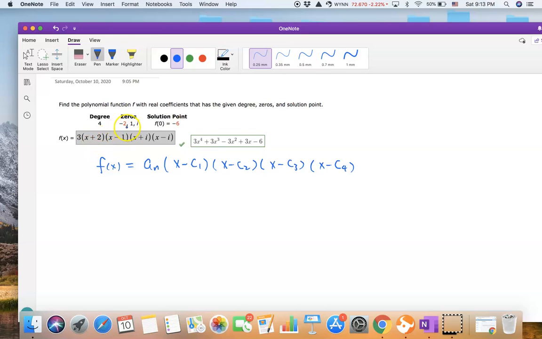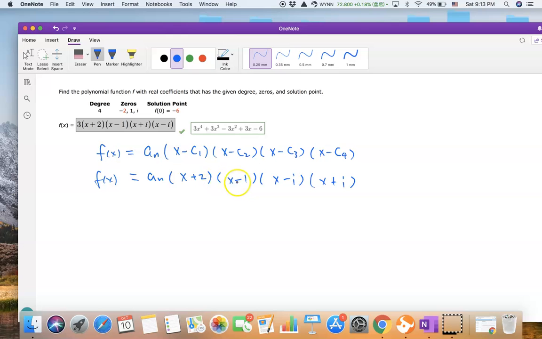Some of them might be real zeros, some of them might be complex zeros. We're given that the two real zeros are -2 and 1, and we're given one complex zero, which is i. And complex zeros always come in pairs of conjugates. So if i is a 0, then -i is also a 0. So now I can write the function as x minus -2 and x minus 1 times x minus i times x minus -i, which is x plus i.